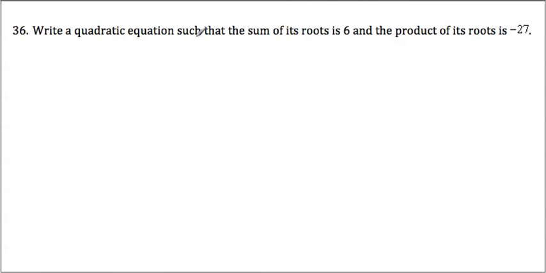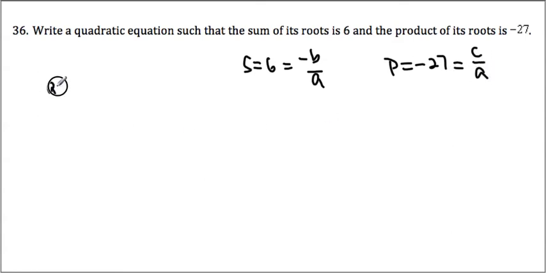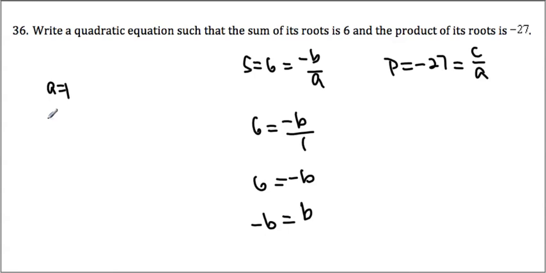Number 36. They want us to write a quadratic equation such that the sum of the roots is 6. If the sum is equal to 6, that means negative b over a is equal to 6. Now the product is equal to negative 27. That means c over a is equal to negative 27. Here, if you assume a is equal to 1, then you get 6 equals negative b over 1, which means negative b is equal to 6. But because of the negative sign, you will realize that b must be equal to negative 6.